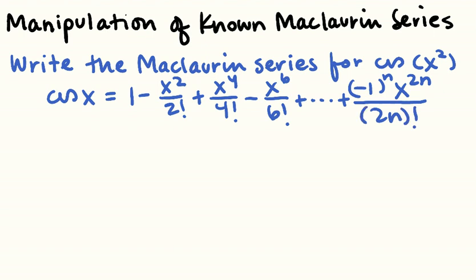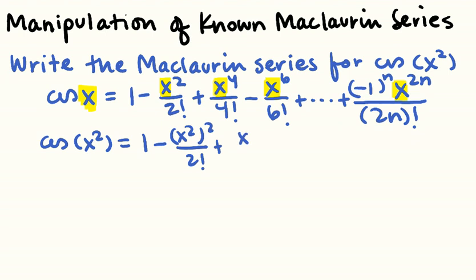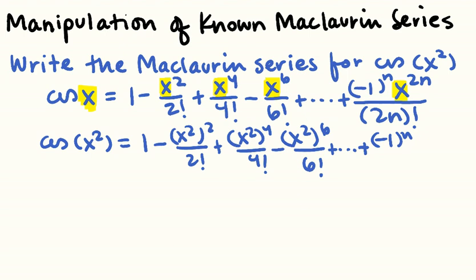All right, well, what I'm going to do is replace x with x squared. So all of these are going to get replaced with x squared. So cosine of x squared is 1 minus x squared squared over 2 factorial, plus x squared to the 4 over 4 factorial, minus x squared to the 6 over 6 factorial, and so on, plus -1 to the n, replacing x with x squared to the 2n, divided by 2n factorial. The factorial number isn't changing because it didn't really have anything to do with x.